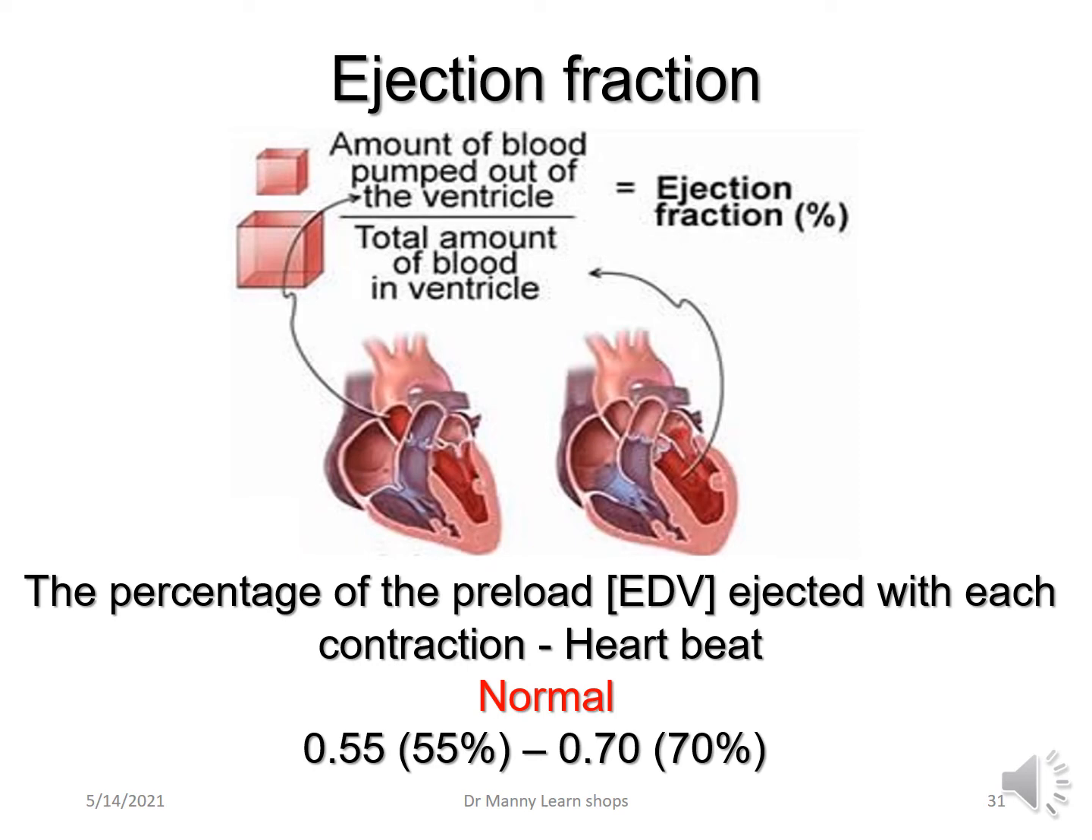Then you've got the ejection fraction. What's the ejection fraction? Well, just think of it, ejection, what you're getting rid of. It's a percentage. So ejection fraction is the percentage of the preload or end diastolic volume that's ejected with each contraction of the heartbeat, your stroke volume. And normal is typically around about 0.55, 55%, to 0.7, 70%. But this can only be measured with more sophisticated tools, such as possibly during echocardiography. Otherwise, it's an estimation.